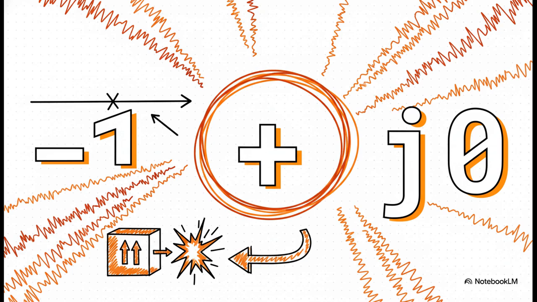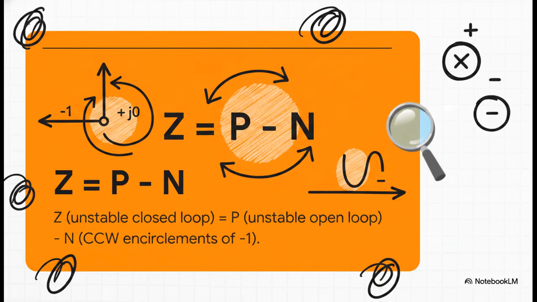But why this exact spot? Well, the formula for a closed-loop transfer function has a denominator of 1 plus the open-loop transfer function. If that open loop equals exactly -1, the whole denominator becomes 0. And you know what that means? Our system output shoots to infinity. It blows up. Which brings us to the magic formula, Z = P - N.